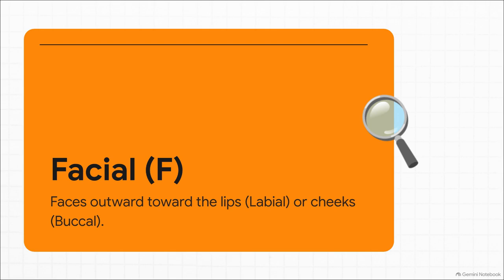Understanding these surfaces is really the absolute bedrock of dental coding, especially when you're dealing with things like restorations and extractions. So let's start with our very first surface, facial, which we abbreviate as F. The facial surface is exactly what it sounds like. It's the surface of the tooth facing outward. But here's the trick. It actually has two specific clinical designations depending on where the tooth is located. If we're talking about the anterior or front teeth, the facial surface faces the lips, so we call that labial. But if we're talking about the posterior or back teeth, it faces the cheeks, and we call that buccal. So really, labial and buccal are just specific types of facial surfaces.